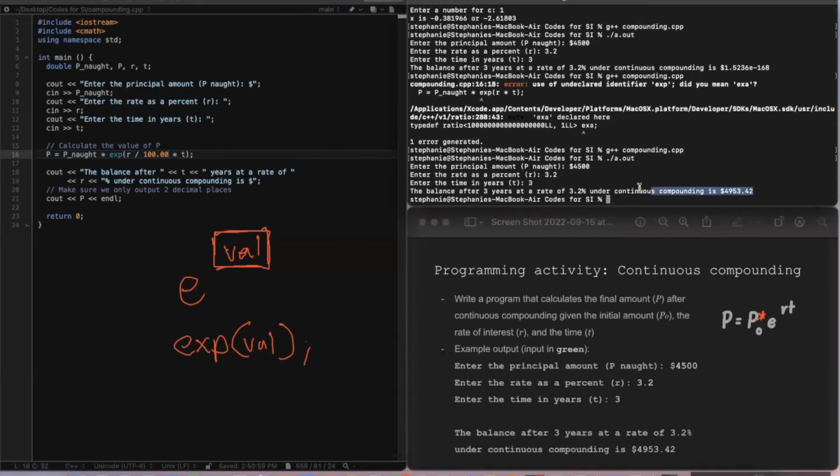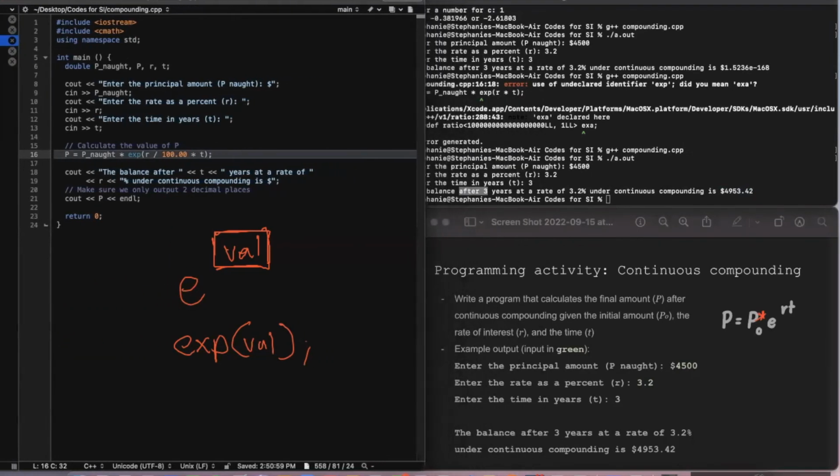and there it is. After 3 years of continuous compounding under 3.2 interest, whatever you have in your bank, this number would reach this value. If it is continuous compounding, this is your interest rate, and this is your time. That's basically what this formula is good for. I just needed another example of using these functions.